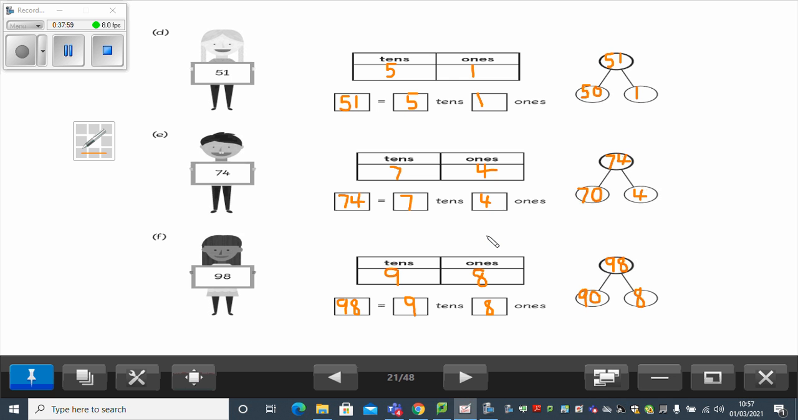Brilliant work today, everybody. Remember, with your place value chart, you're writing how many tens and how many ones. It's when you come to your whole part model that we then look at the value of these digits.